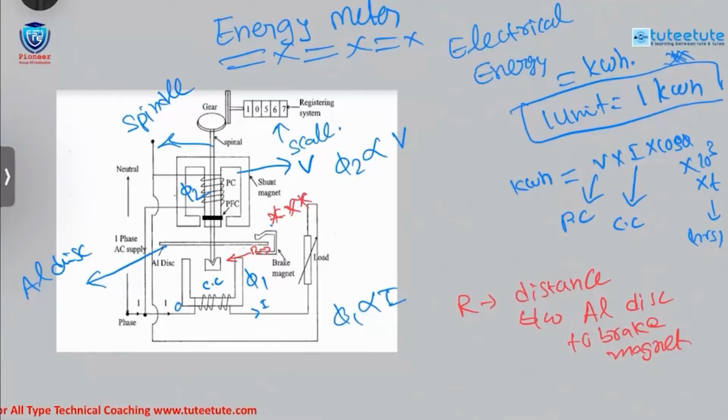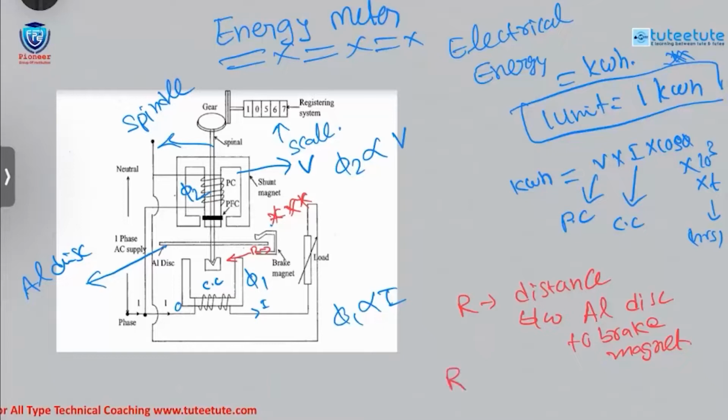If you bring the magnet towards the aluminum disc, the speed of the aluminum disc will increase. Whenever the speed of the aluminum disc increases, even though you consumed less energy, the meter will show a very high reading. If you bring the magnet towards the aluminum disc, the speed will increase. If you take it away from the aluminum disc, the speed will decrease.